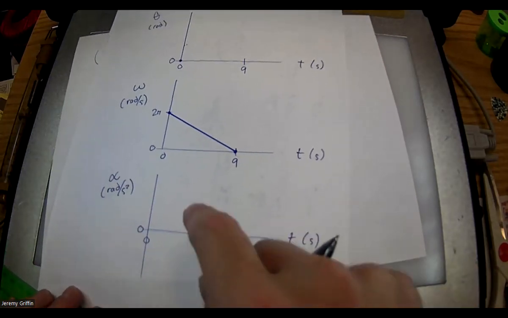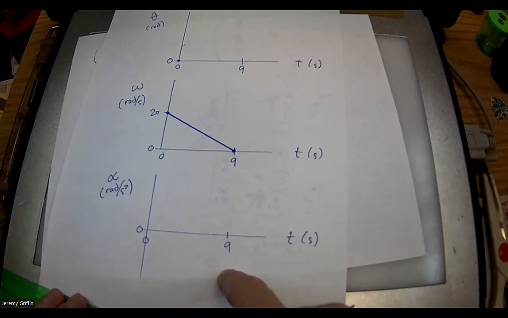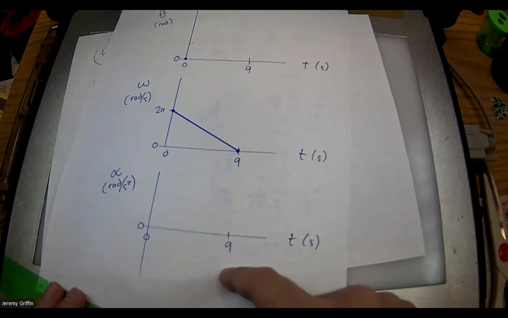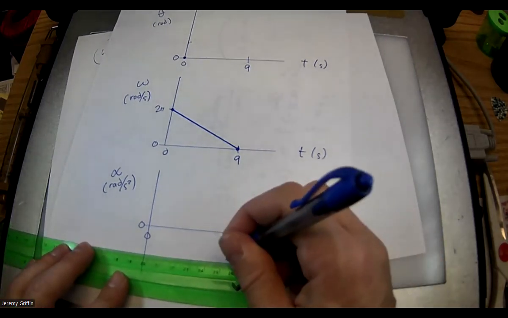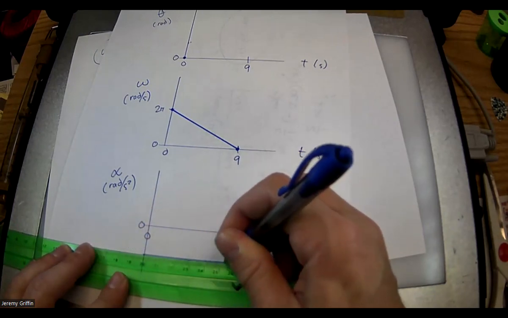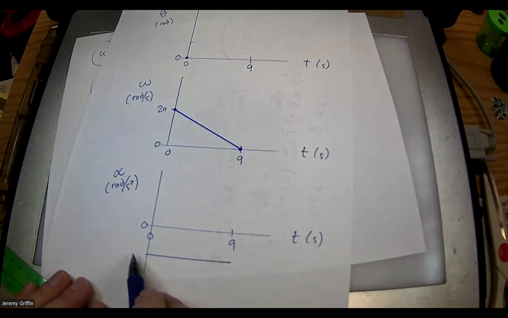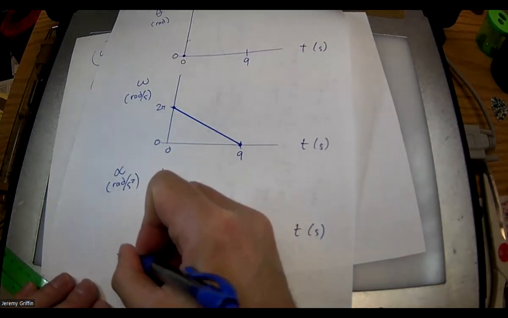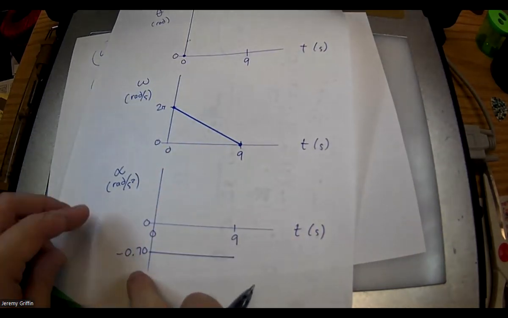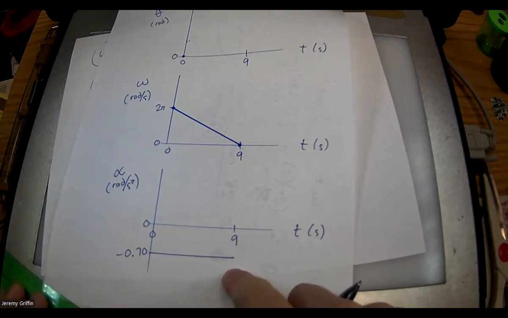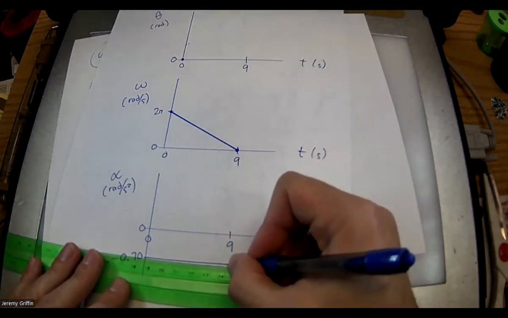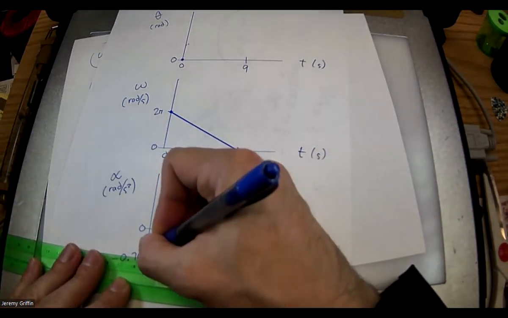How about angular acceleration versus time? What's that graph going to look like? There you go. Continuous negative. Bam. I bet we can attach a number to this. What number goes right here? There you go. Negative 0.70 radians per second squared. Right? It's slowing down uniformly the entire time.